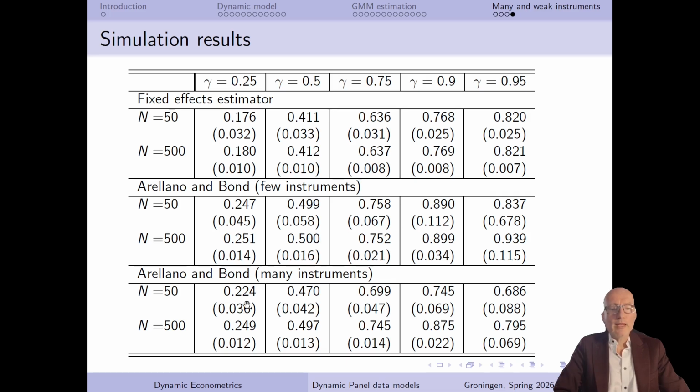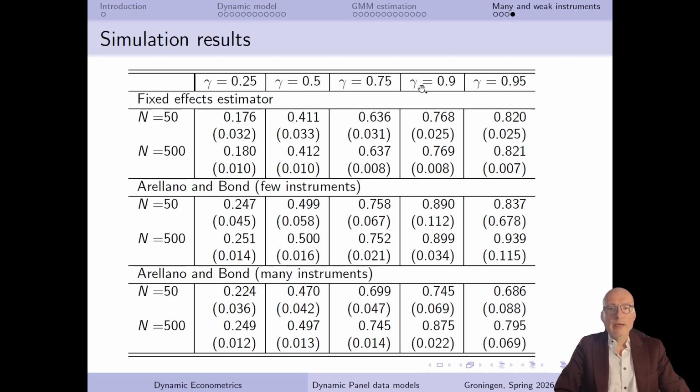When we look at the many instruments case, at very low values, gamma equal to 0.25 and gamma equal to a half, we still see that we do quite well, but especially in the case that N is equal to 50, we are somewhat further away from our target values than what we had when we only used, say, two different lags. When gamma is equal to 0.75, then we do already see somewhat of a bias in the small sample case. Still, the large sample case is not really a problem.